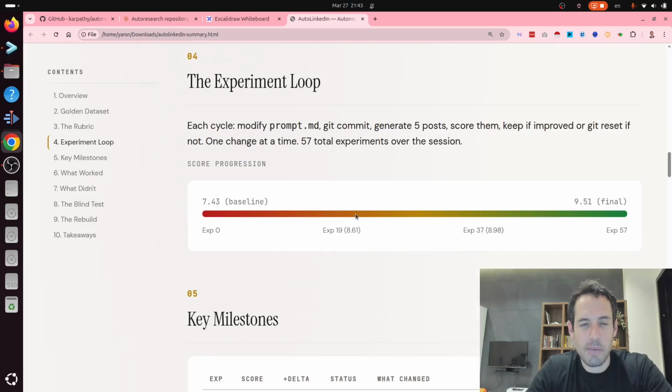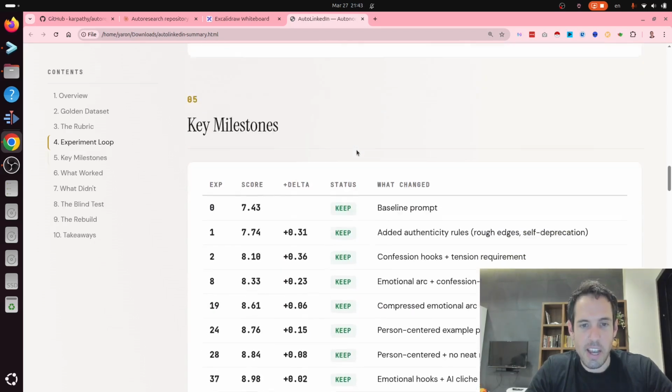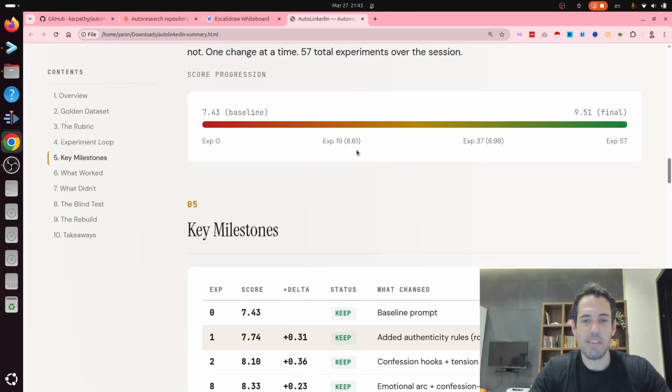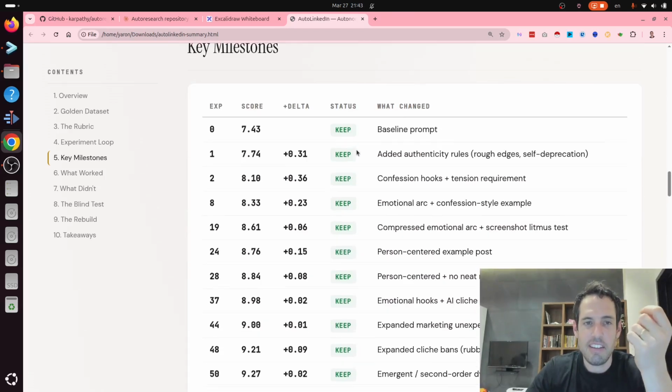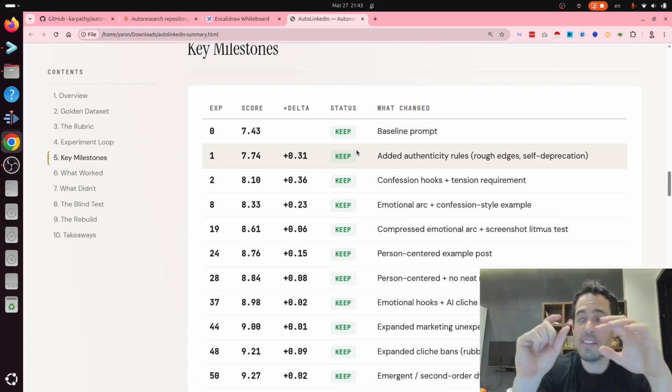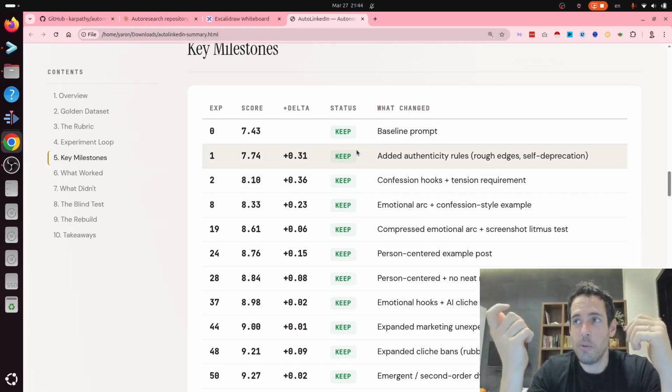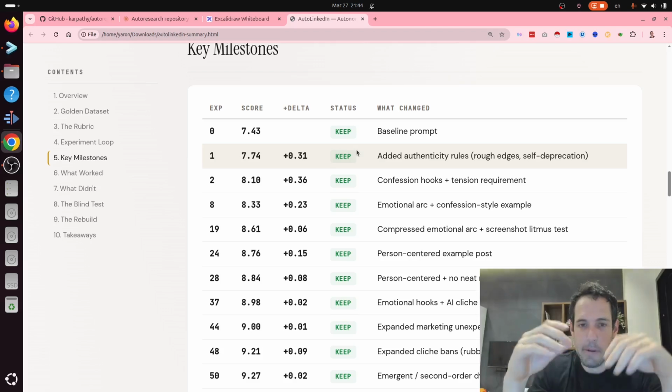Then we started the experiment loop. Each cycle, we modified the prompt. Then we committed the prompt. We generated 5 posts. The LLM as a judge scored them and kept the new prompt if it improved. Otherwise, it reset. And we did this 57 times. Now let me show you a few interesting milestones. And the thing that was interesting here is how many nuances we realized during the process about writing a better post.